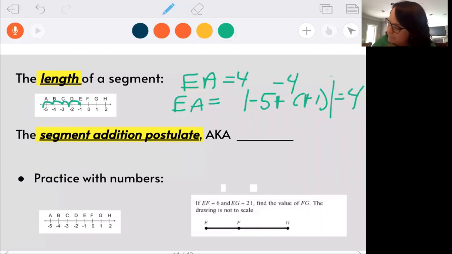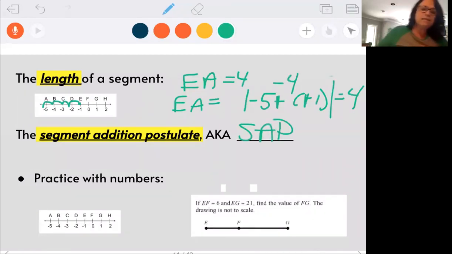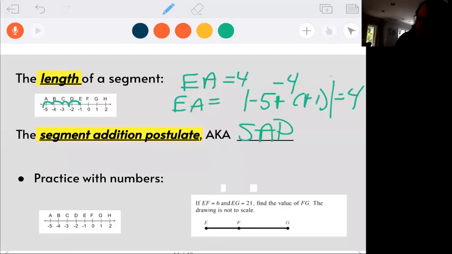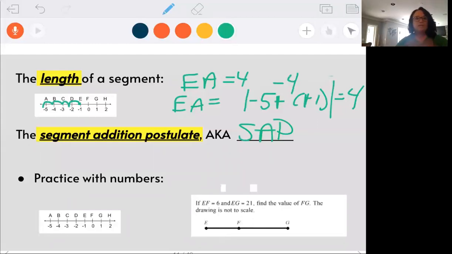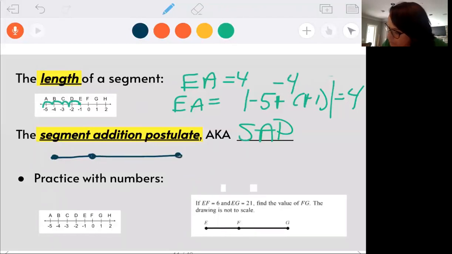All right, so the segment addition postulate, also called SAP. What it says is, and again, I want you writing this down, the stuff that's highlighted, you might even want a highlighter out. Segment addition postulate is very, very straightforward.